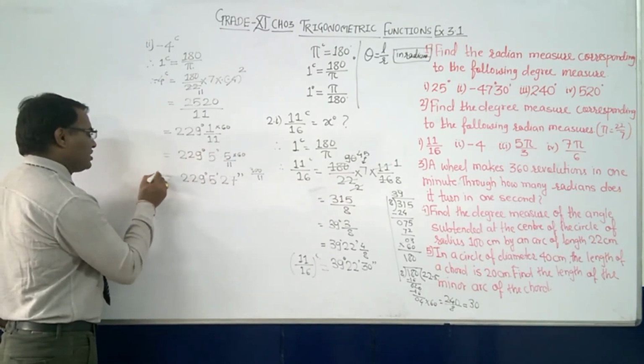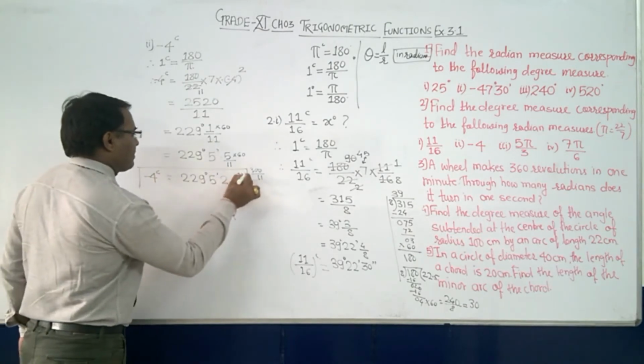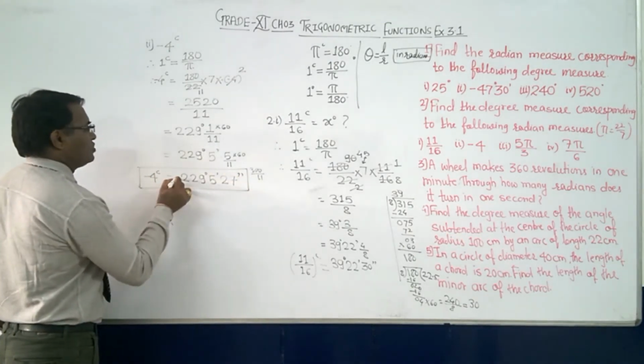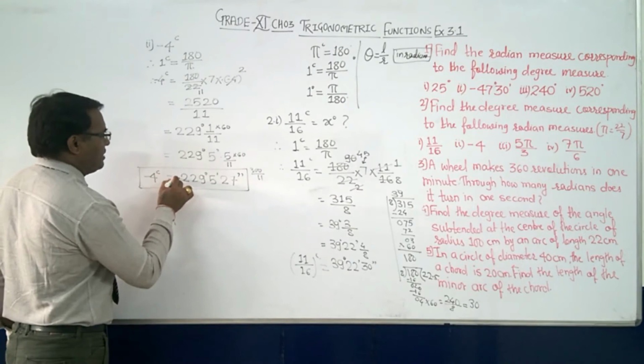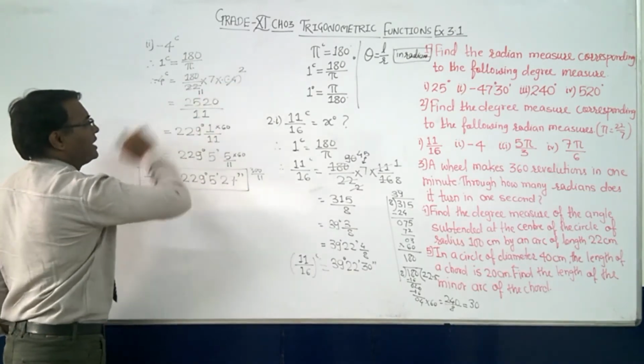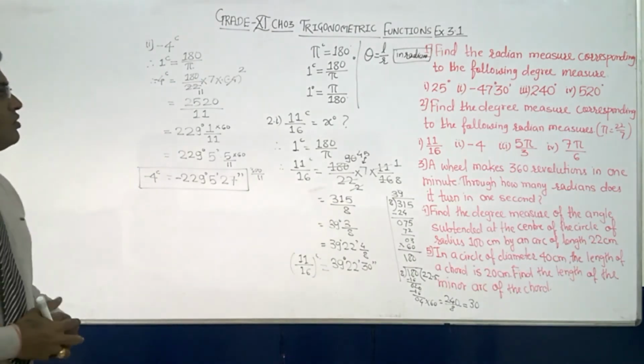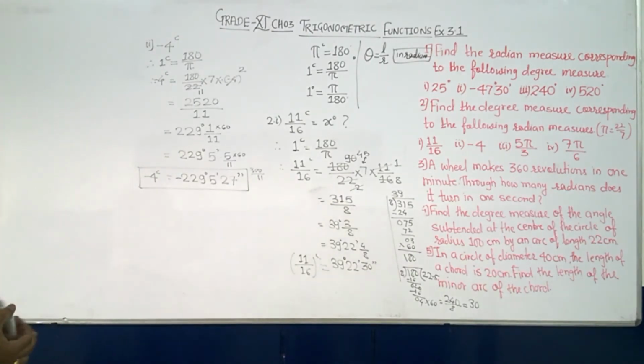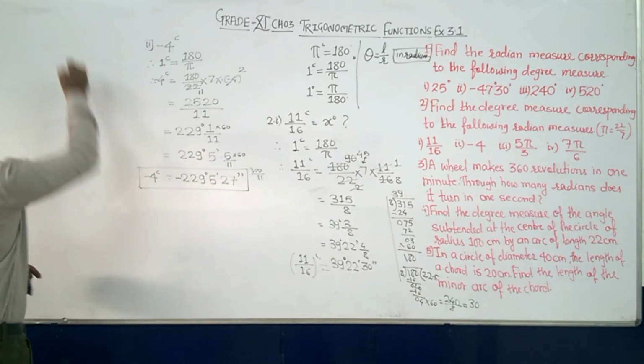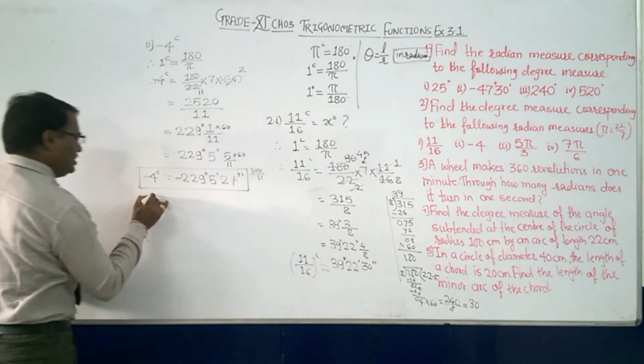Minus 4 radians. And of course this will also be in what? Minus, because this is multiplied by the minus number. Okay, let's go on to the next conversion. Can we do it here? Yes. That is sum number 3. Here it is simple now.